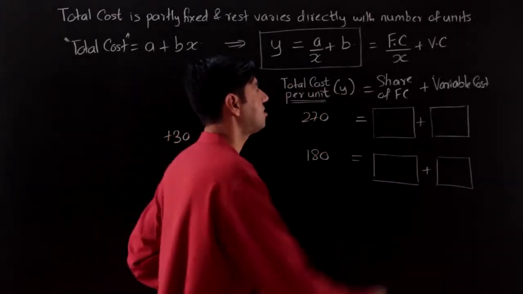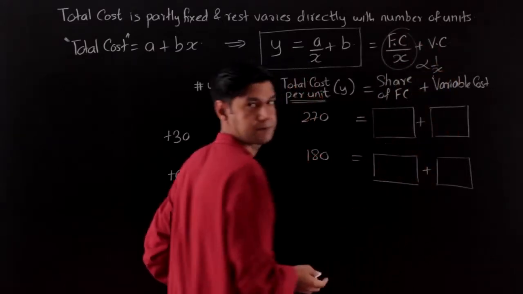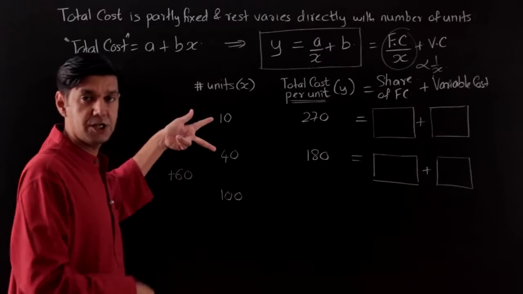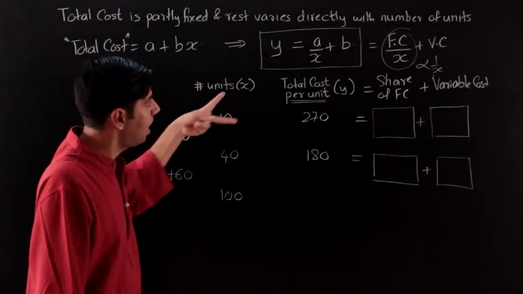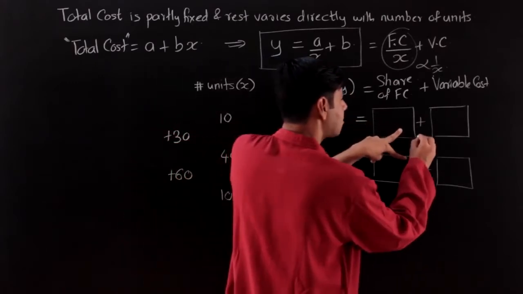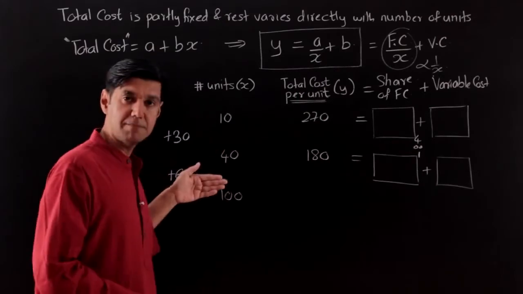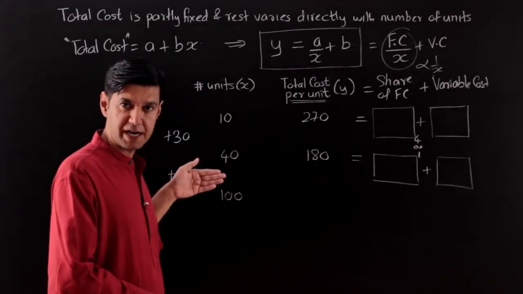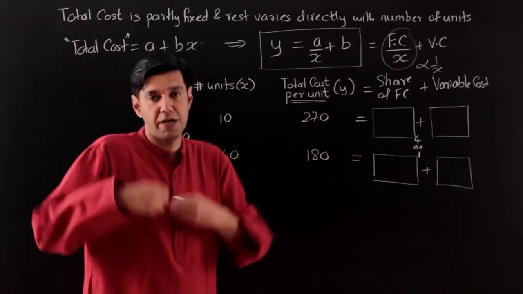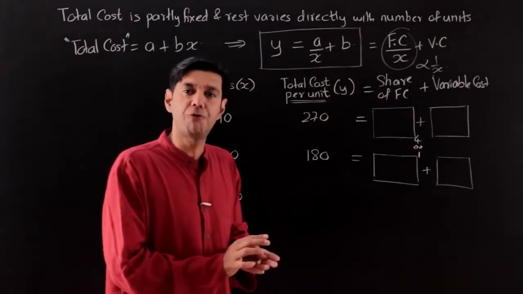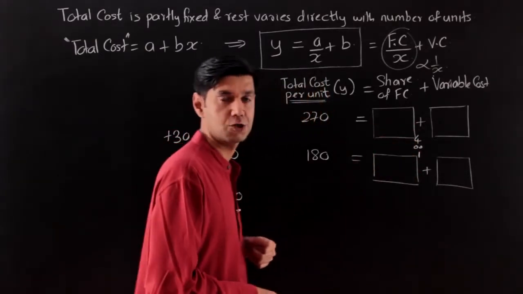Now what I know is the share of fixed cost varies inversely with x. So if the number of units are 10 and 40, that is 1:4, the share of fixed cost has to be in the ratio 4:1. If 4 times as many people start going on the picnic, the bus cost will be divided by 4 times the number of people. So each one of us will have to pay 1/4 now as compared to earlier. So this ratio is going to be 4:1.